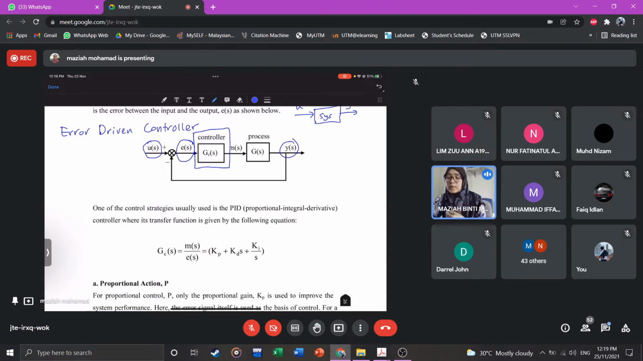The control signal will be calculated based on the error. If the error is big, then the control action will be bigger. If the error signal is small, then the control action will have a small effect on the process. So the input to the controller is the error. A PID controller is just a combination of three components: P, D, and I.